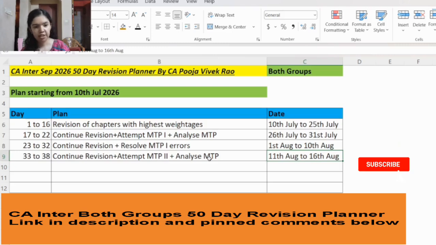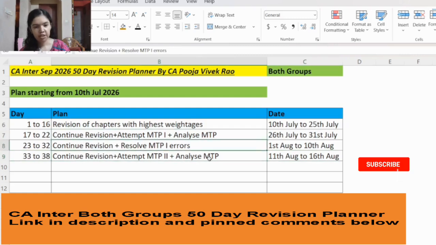And one more important thing is, in this revision planner, we have kept smart rotation between all the subjects, because as we are aware that for each subject individually the passing criteria is 40%. But in aggregate, all the subjects together, we should secure 50%. That's why it's important to rotate between all the subjects and complete each of the subjects in an equal proportion.